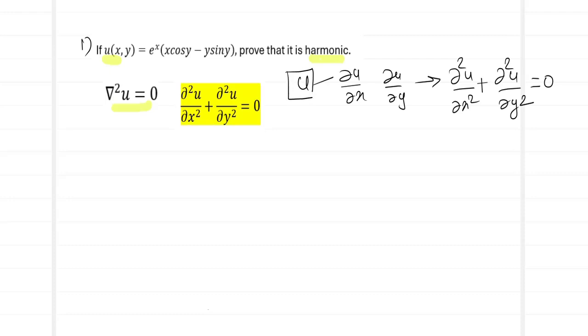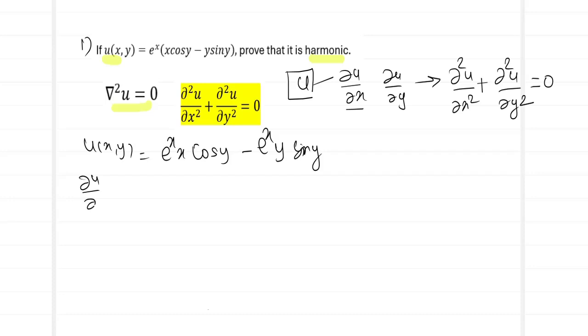So we will first expand the function u of x comma y as e power x cos y minus e power x y sin y. So I am going to do partial differentiation first with respect to x. So what is going to be over here with respect to x is I have two quantities, x and e power x. So both of them are of different nature. Hence I will have to use product rule.